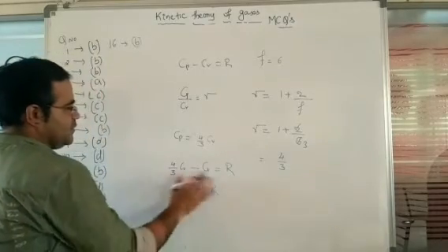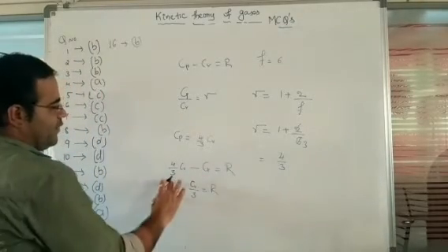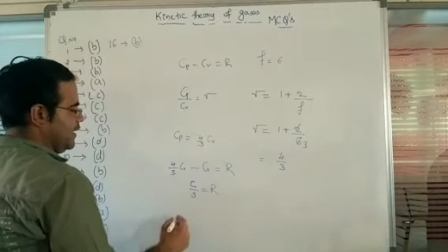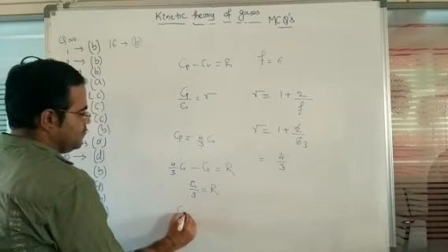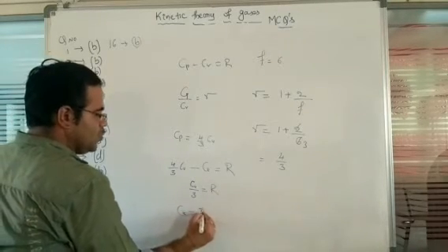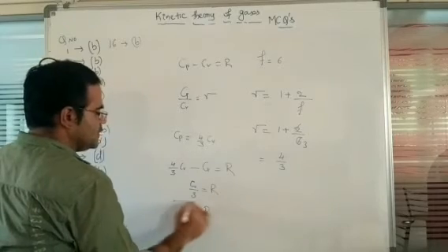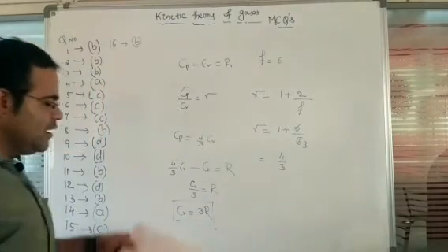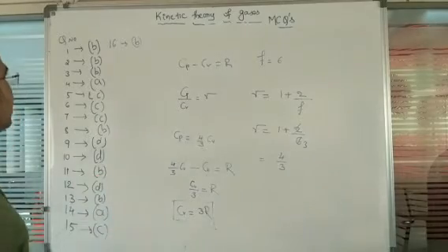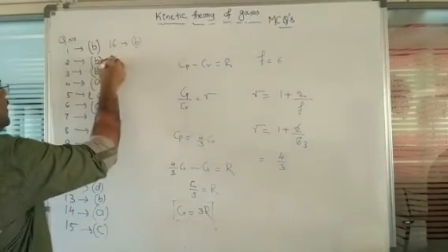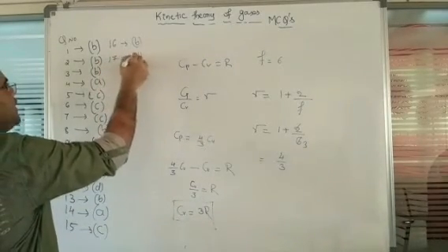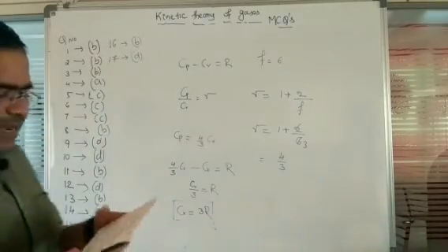So if we further subtract and simplify, we can write Cv divided by 3 is equal to R. So this implies Cv is equal to 3 times R. So Cv is equal to 3 times R. According to question number 17, the option is D. So the fourth option is the right one.